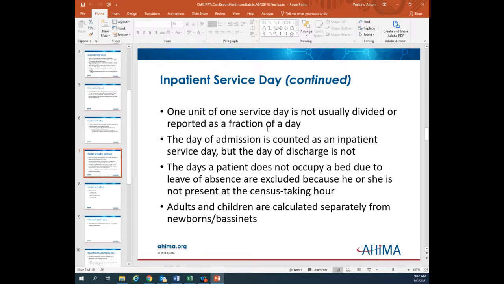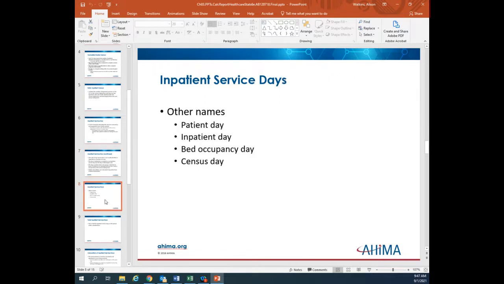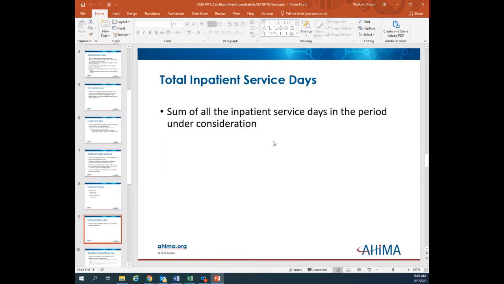Now, if we look at page 36 in the middle, make sure I've covered everything with inpatient service days. Oh, in addition, our textbook primarily calls it inpatient service days, but it could be patient day, inpatient day, bed occupancy day, census day. So that word day, when you see that, think of service, okay? So be careful there. When we talk about just census, we're talking about people. When we use that word day on the end, we're talking about services.